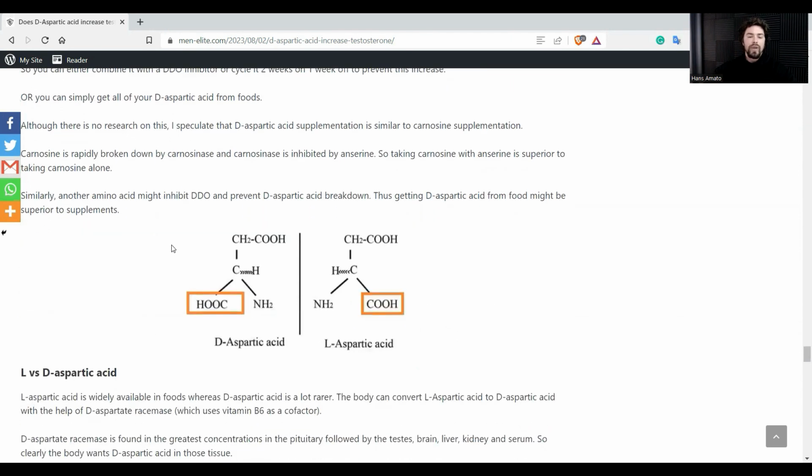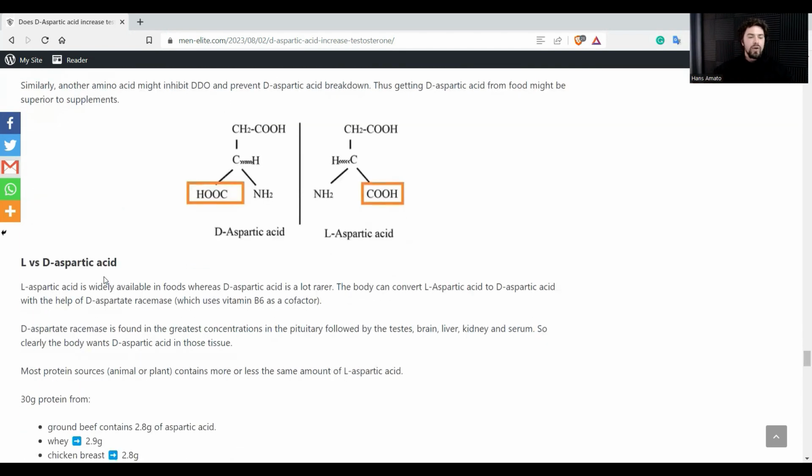So here I have a quick illustration of D versus L-aspartic acid. They look almost identical. It's just that these two molecules here are swapped. You have D and L, basically like a mirror image of the molecule. L-aspartic acid is widely available in food, whereas D-aspartic acid is a lot rarer. But the body can convert L-aspartic acid to D-aspartic acid with the help of D-aspartate racemase, right? Which has vitamin B6 as a cofactor.